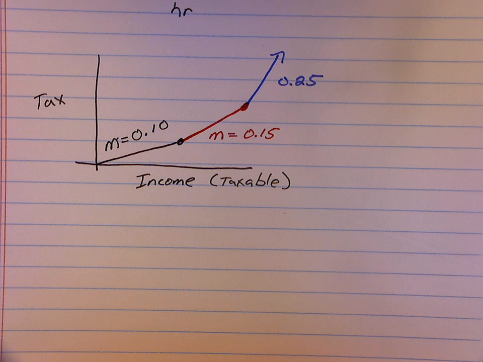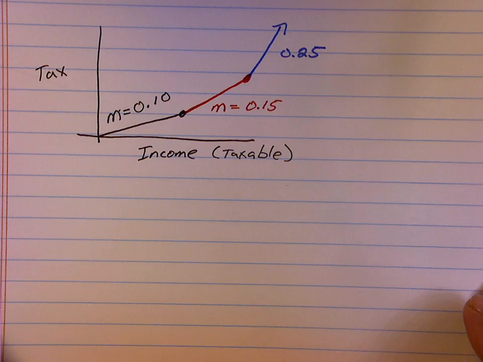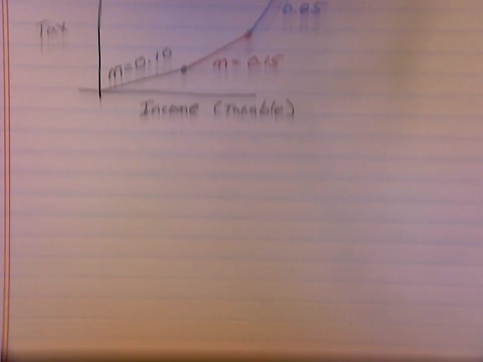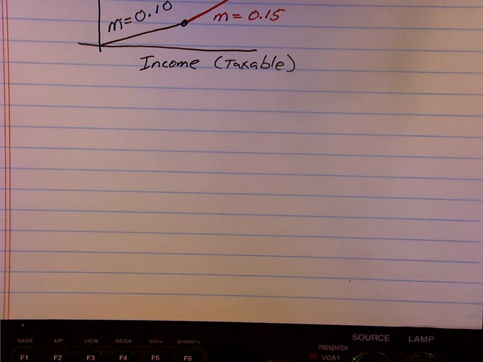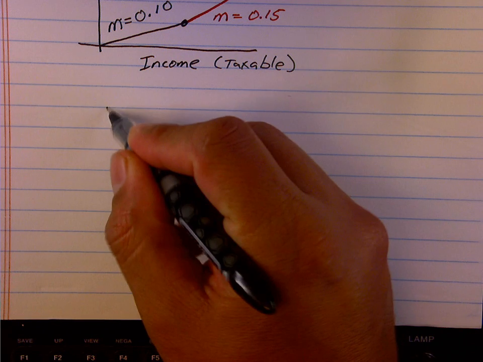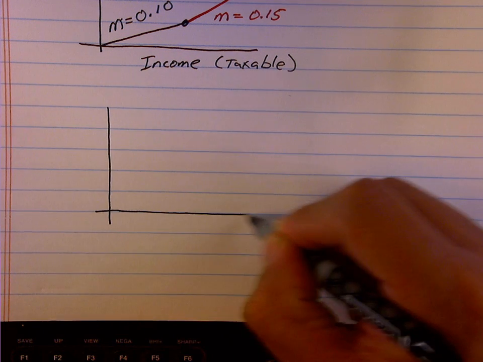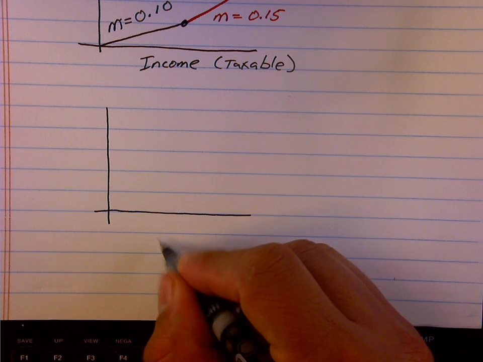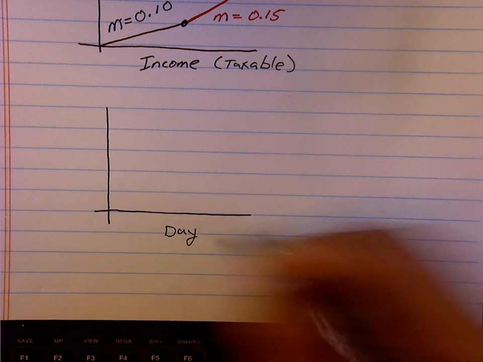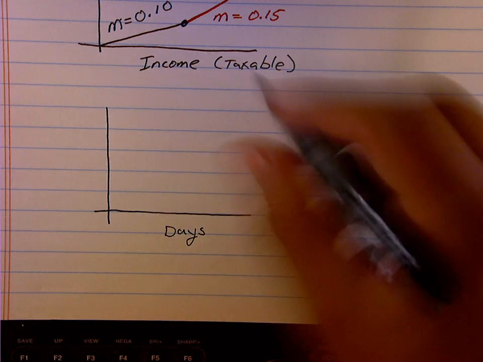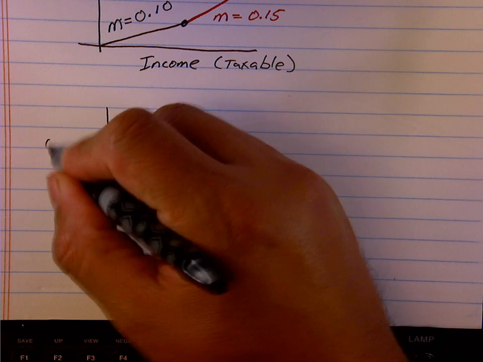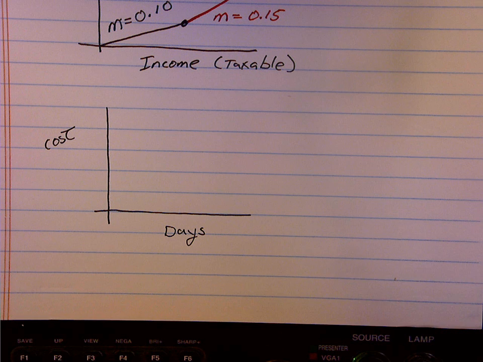Now the two examples I've given you are called continuous piecewise functions or connected piecewise functions. However, sometimes you end up dealing with what's called a step function, which is also a piecewise function. For instance, let's look at an example. Let's say you go out and rent a car. The horizontal axis will be the number of days you have rented your car, and the vertical axis will be the cost.